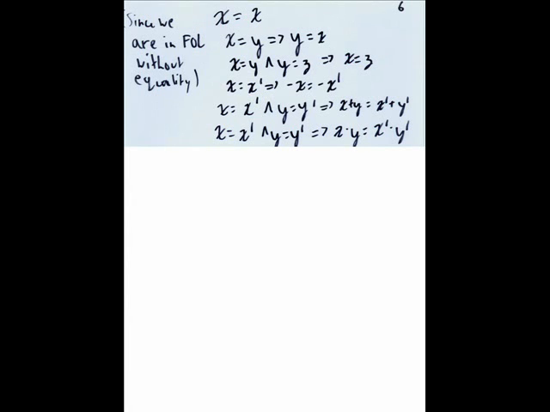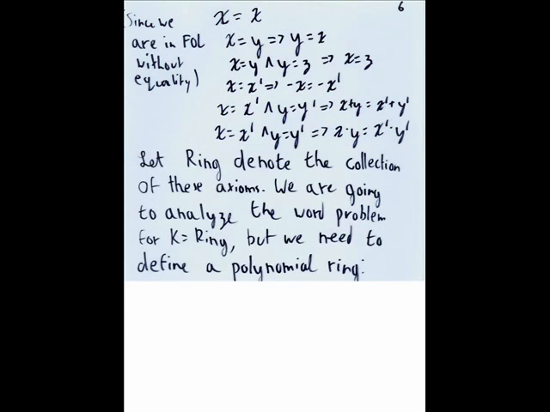We're going to need reflexivity, symmetry, transitivity, as well as just whenever we apply the functions, we have to be able to replace the variables that occur in the functions. So we just need these additional 3 axioms. Okay, so let ring denote the collections of these axioms.